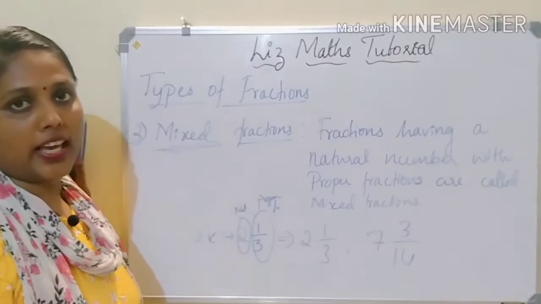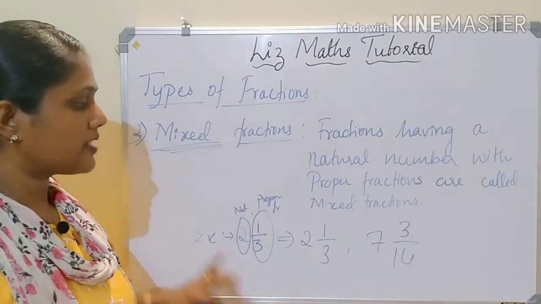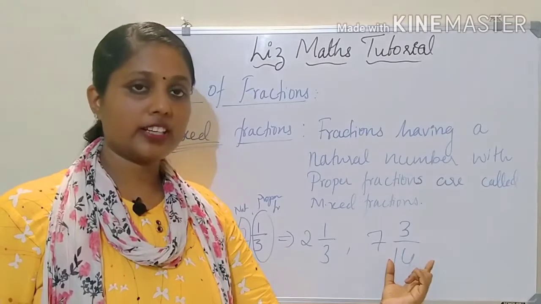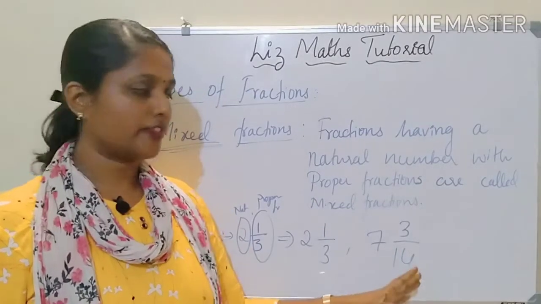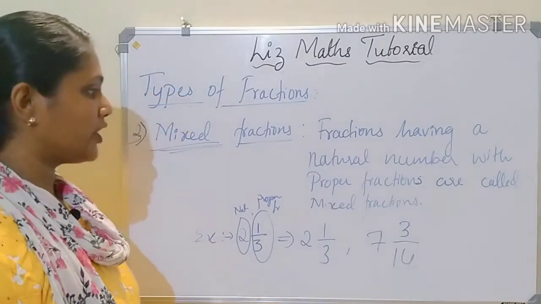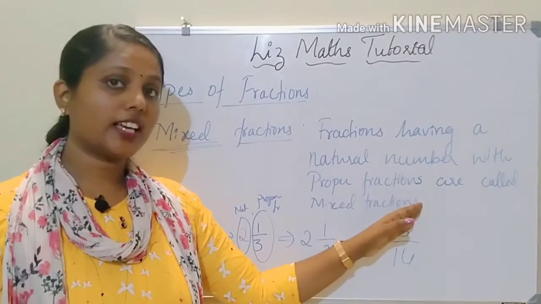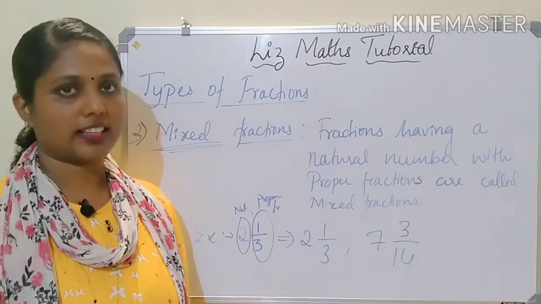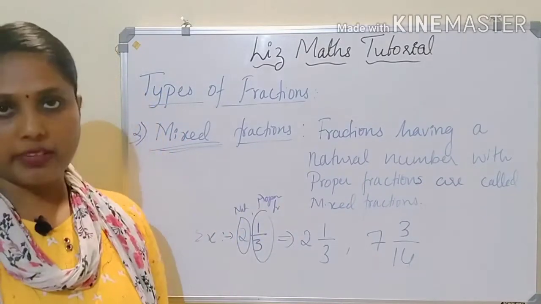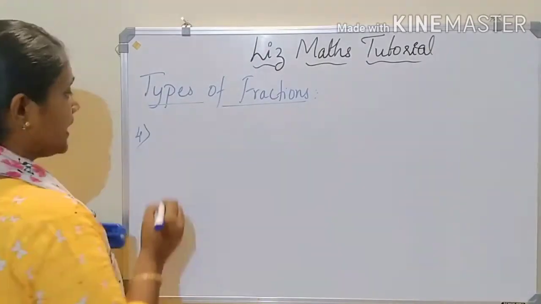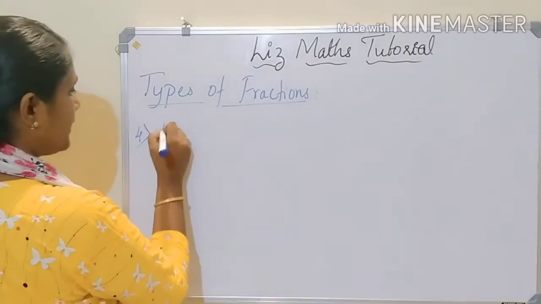This is also a mixed fraction because here you have written a natural number as well as a proper fraction. You have not written an improper one, you have written a proper fraction. So keep that in your mind. A proper fraction is nothing but one whose numerator is less compared to the denominator, isn't it? So this is called a mixed fraction. Now move on to the next one, called equivalent fraction.